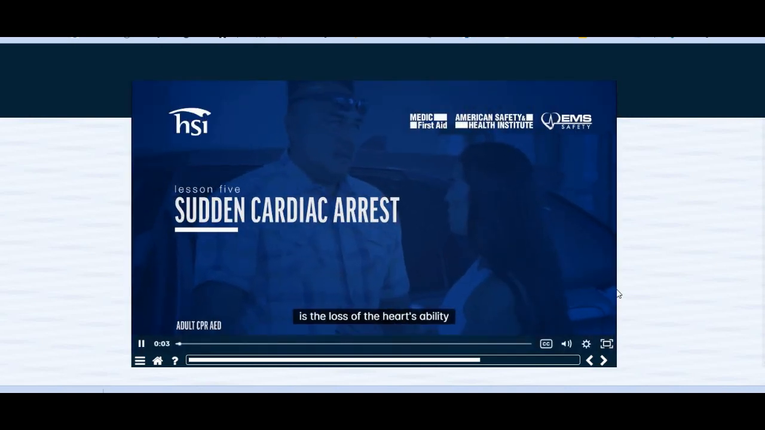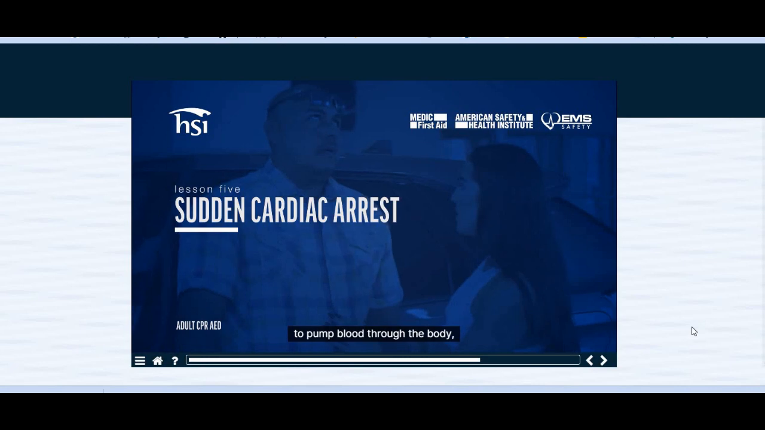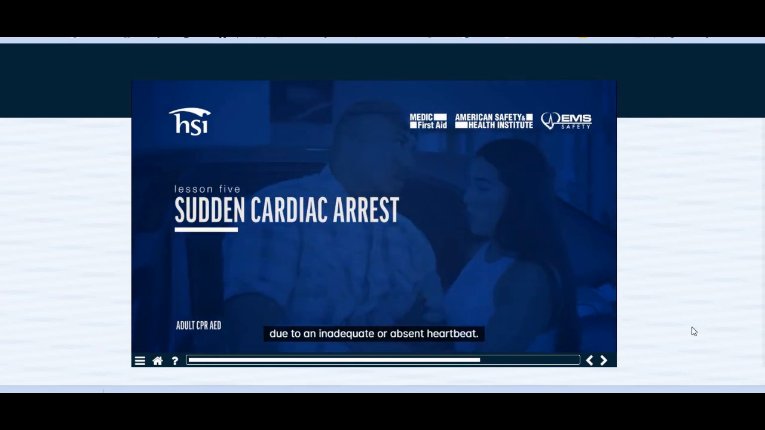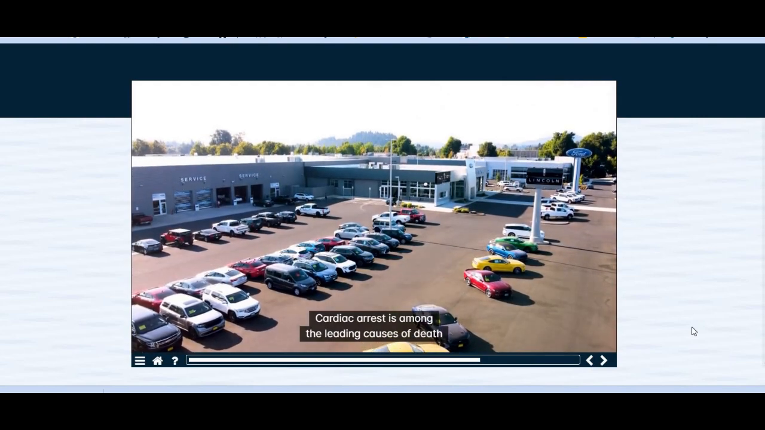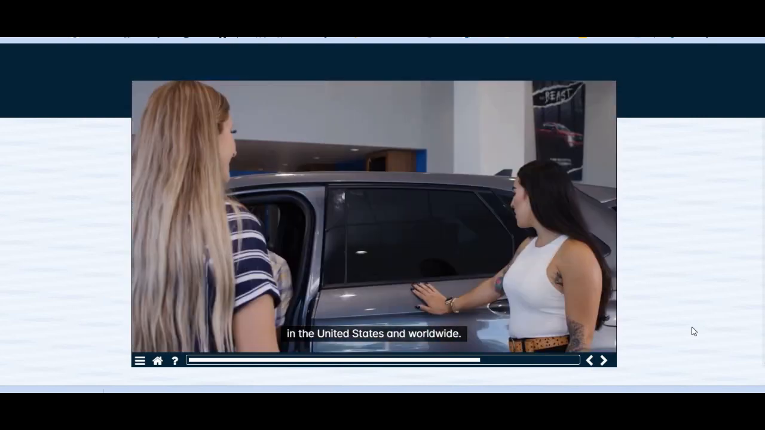Cardiac arrest is the loss of the heart's ability to pump blood through the body due to an inadequate or absent heartbeat. Cardiac arrest is among the leading causes of death in the United States and worldwide.